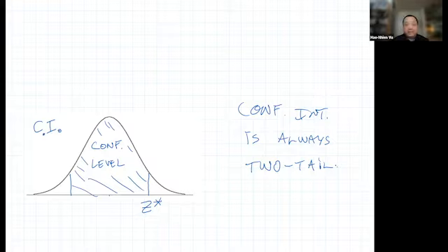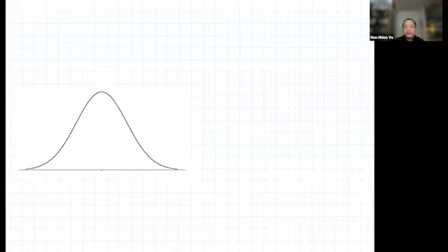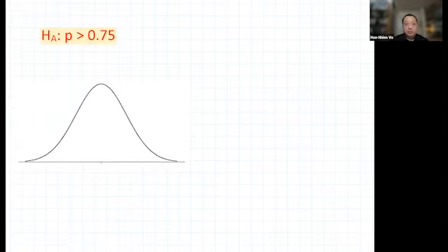A hypothesis test, however, is different. The diagram for a hypothesis test depends on what the alternative hypothesis HA looks like. If HA has a greater than sign, then the diagram is like this, where you have the critical value here, and alpha is the area that's on the greater than side of the critical value. It's on the right side of the critical value, and we say that this is a right-tail test.